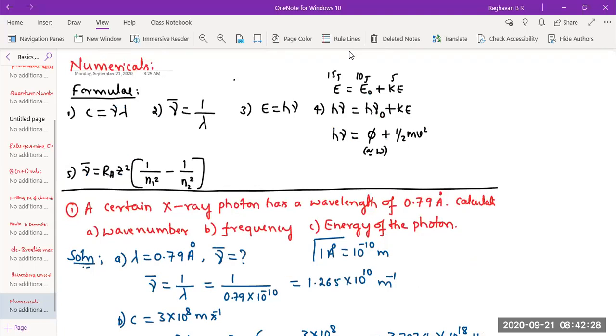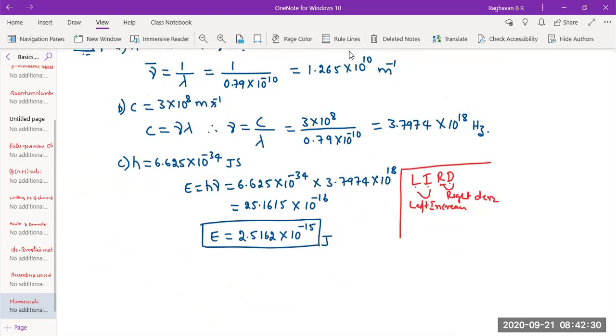Sir. When the problem is complete, let me know so that I can proceed. Done, sir. That's good. Completed, sir. Very nice. So we'll take up the second problem.